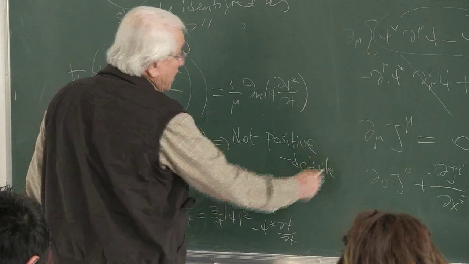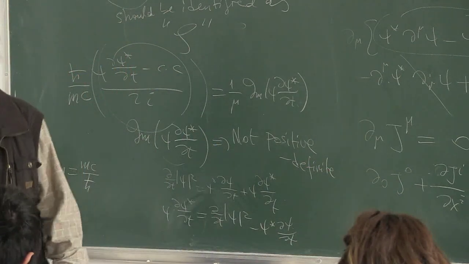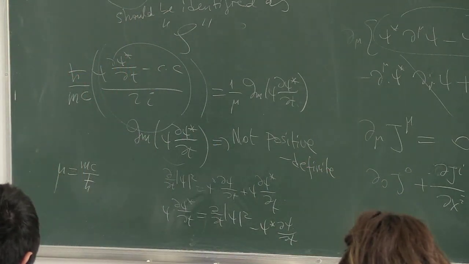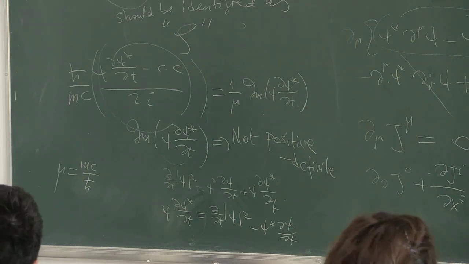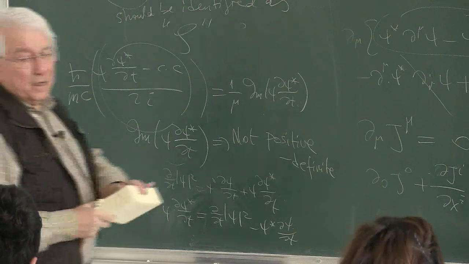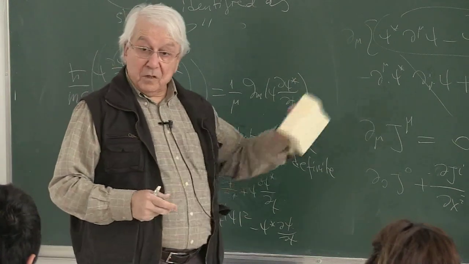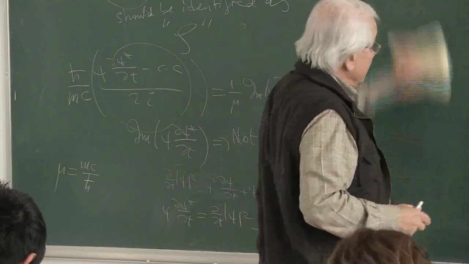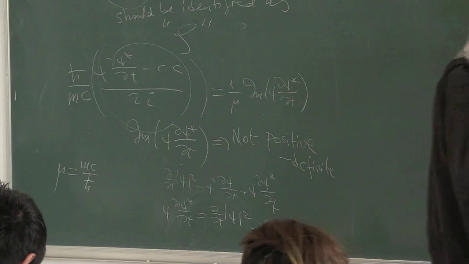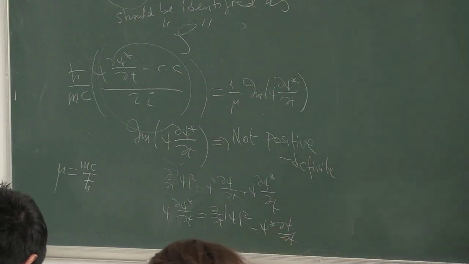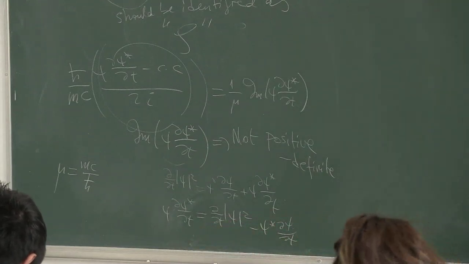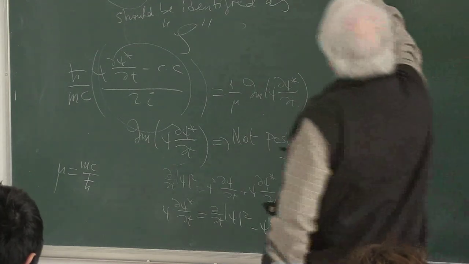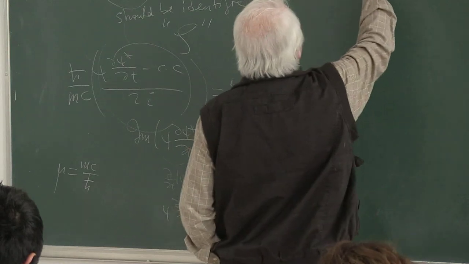Meaning, it cannot be a probability density. For a physical probability density, you throw a dice, you don't say, I have minus 10% of getting a 6. Probabilities are positive definite numbers. Therefore, you see, we have a serious pathology coming in here. Not acceptable.